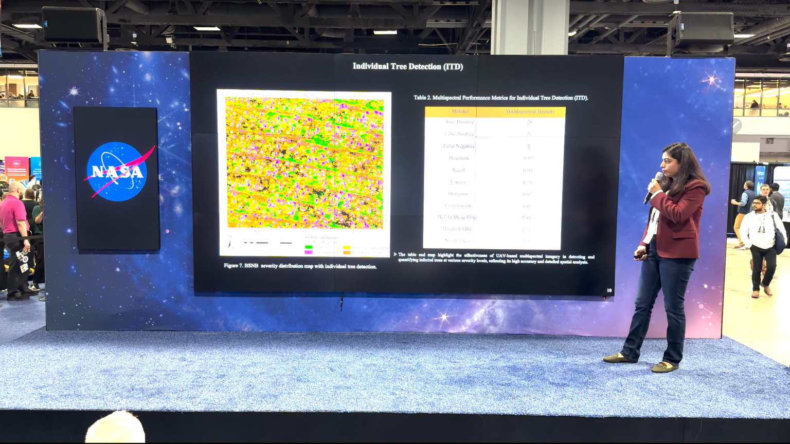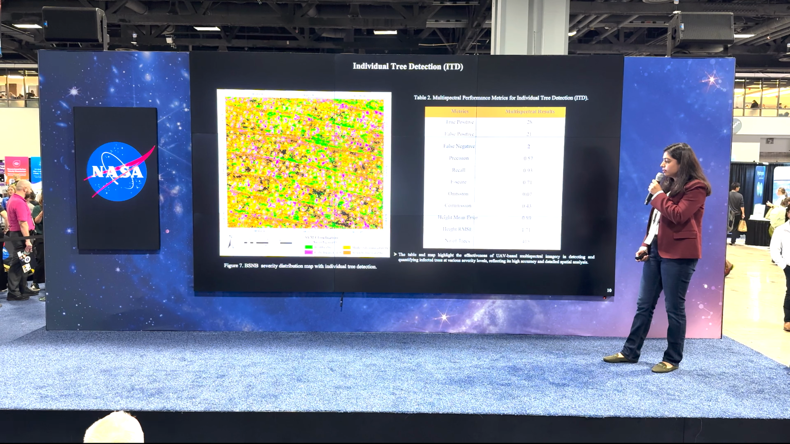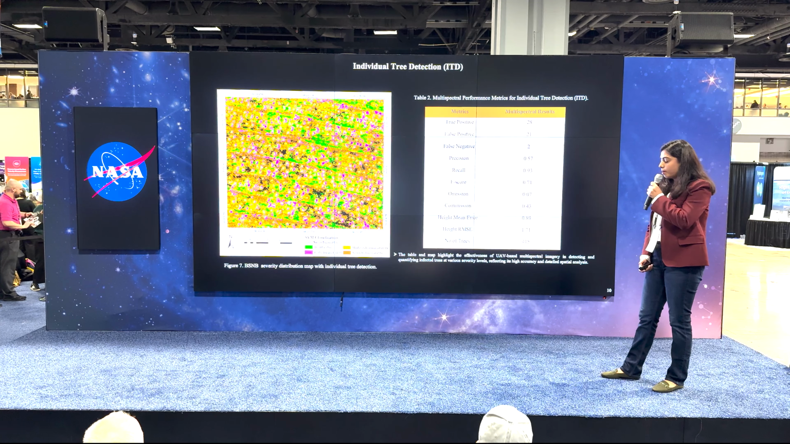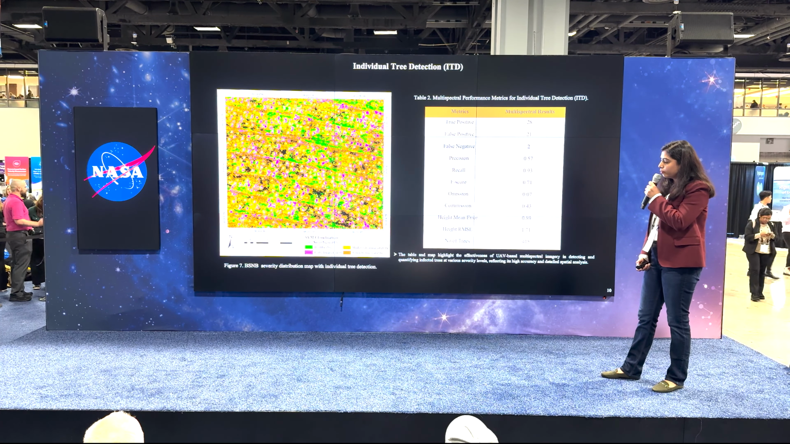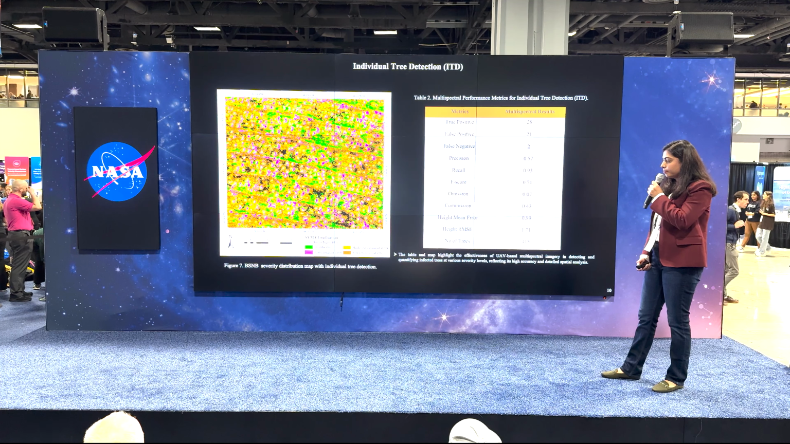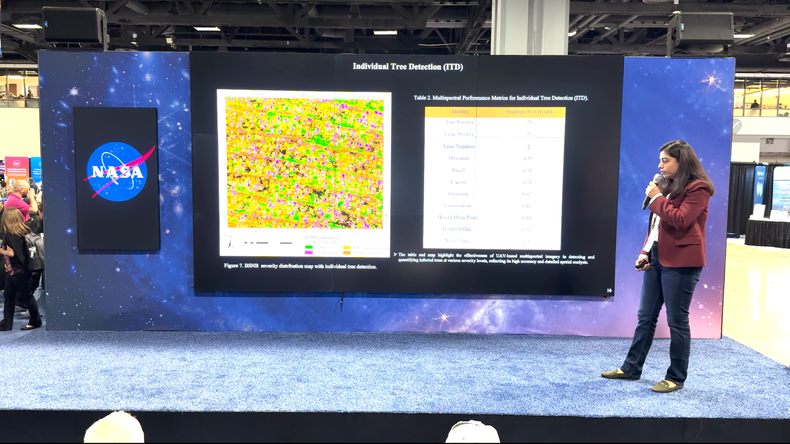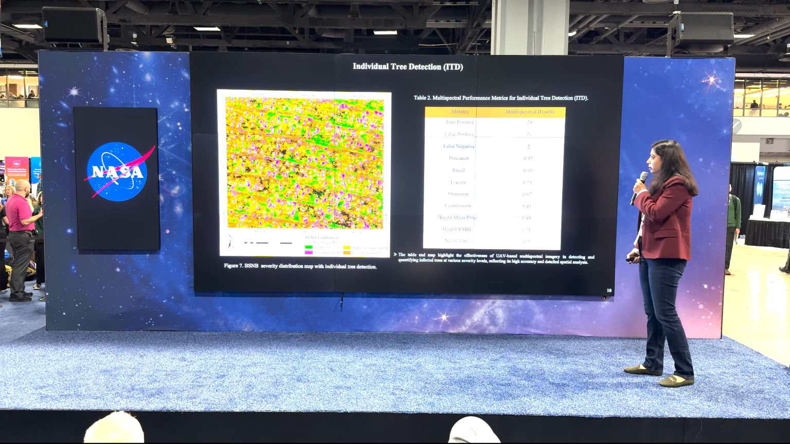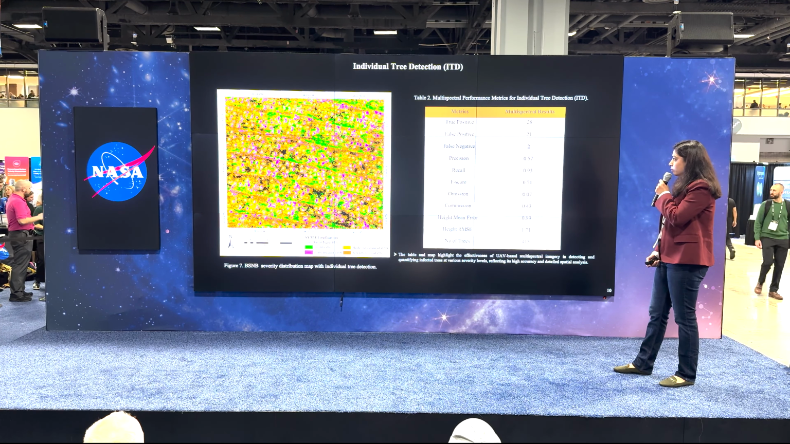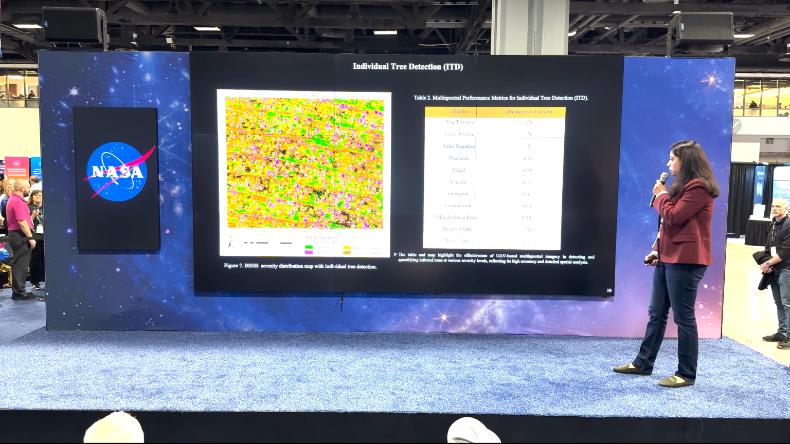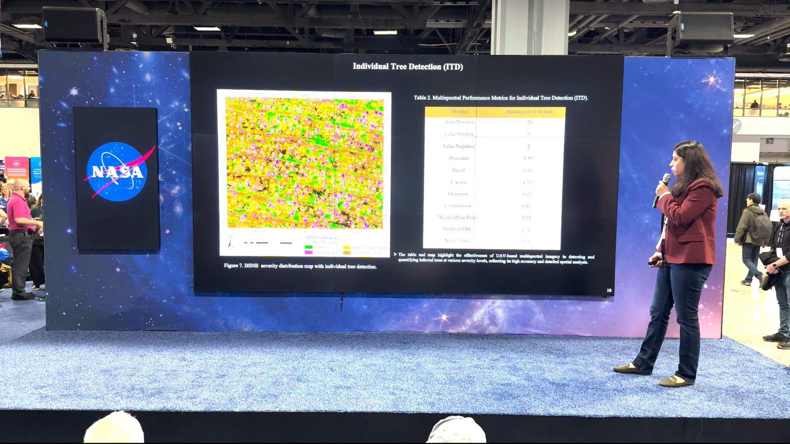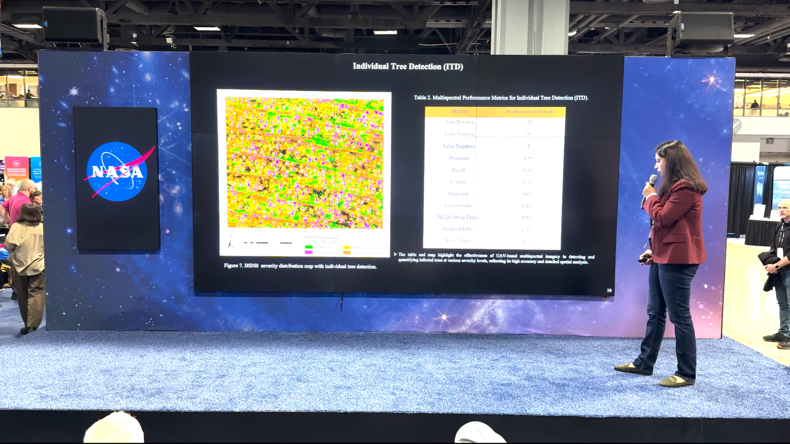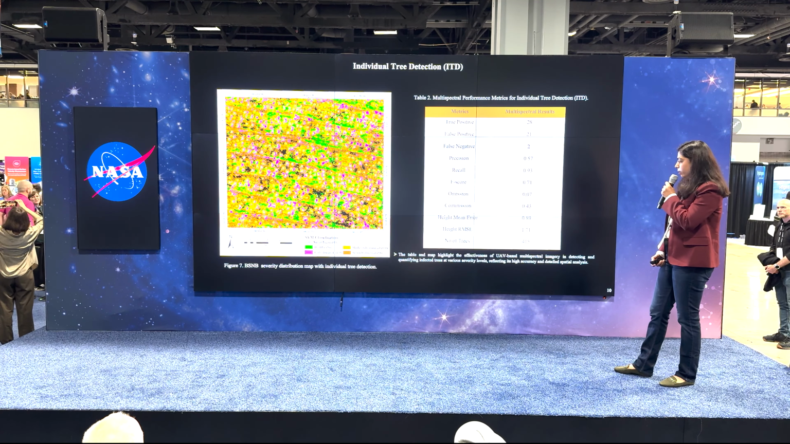So this is the result of our objective 2, individual tree detection in the study area. Here you can see figure number 7, BSNB severity distribution map with the individual tree detection. This is the result of one plot showing the total number of trees is 453, categorized into healthy, early, moderate, and severely diseased. And table 2 is showing the multispectral performance metrics for individual tree detection, where we got precision of 0.57, recall of 0.93, F-score of 0.71, and height mean error of 0.89 with the RMSE of 1.71.